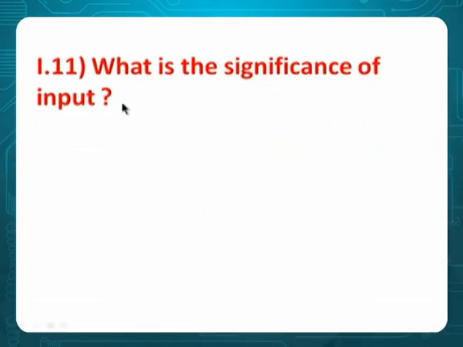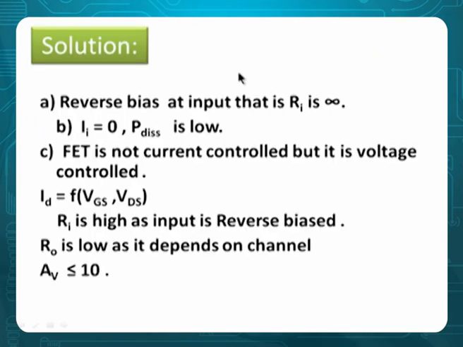What is the significance of input? When you look at the input, if input is reverse biased, current is 0, power dissipation is low, and the input voltage is controlling, and therefore input impedance is high, output impedance is low, voltage gain is less than 10. These are the things that happen as far as JFET is concerned. When the input current is 0, input resistance is infinity, power dissipation is less.